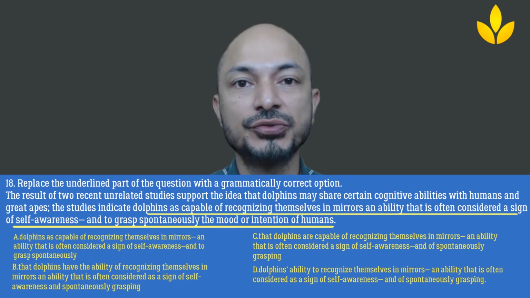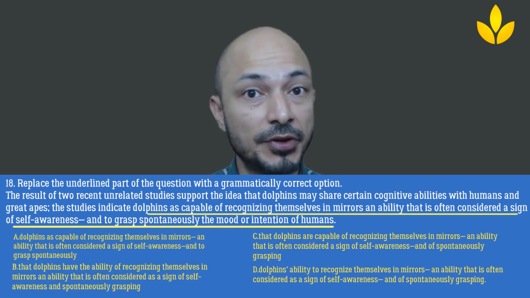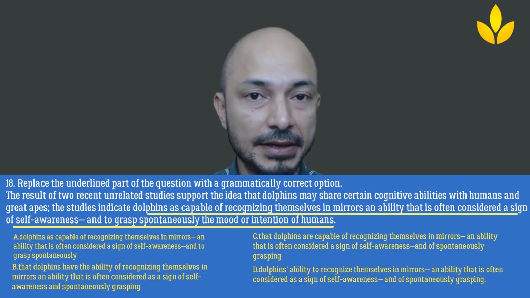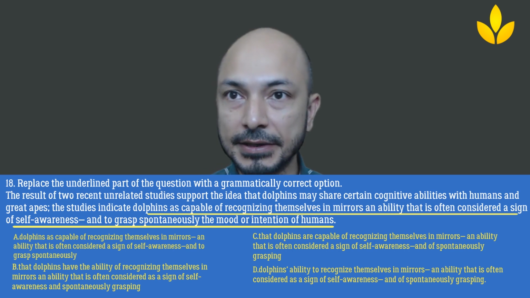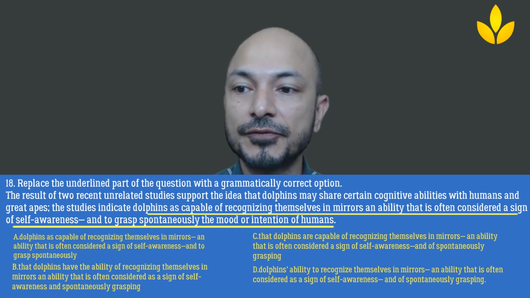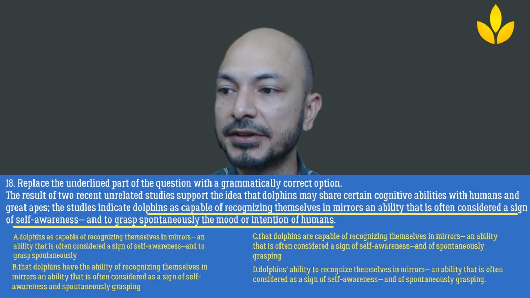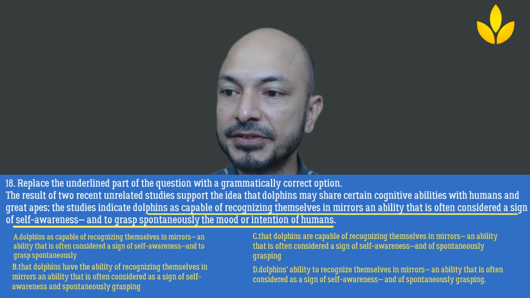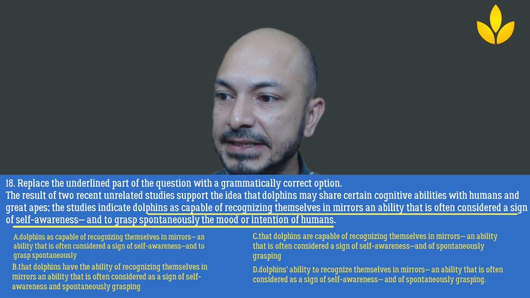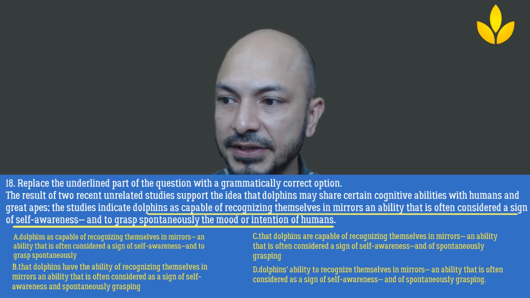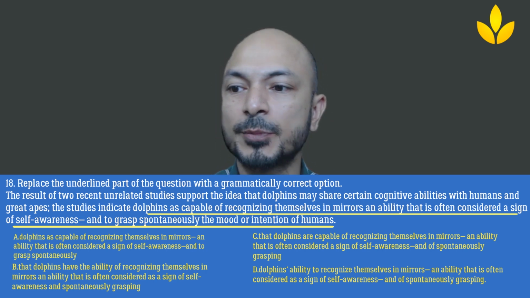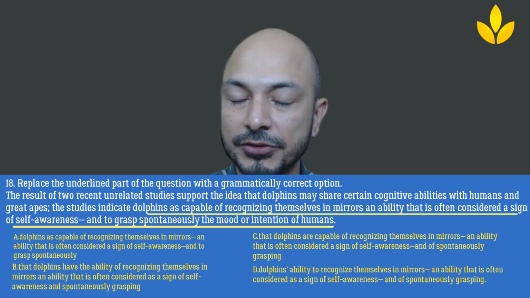Thank you. We are here with the solution for question number 18 of the verbal section of the Wipro placement test. And it's the choice we have to make between the grammatically correct options. We have to choose the grammatically correct one. So the question asks us, replace the underlined part of the question with a grammatically correct option. The paragraph reads, the result of two recent unrelated studies support the idea that dolphins may share certain cognitive abilities with humans and great apes. The studies indicate dolphins as capable of recognizing themselves in mirrors, an ability that is often considered a sign of self-awareness and to grasp spontaneously the mood and or intention of humans.